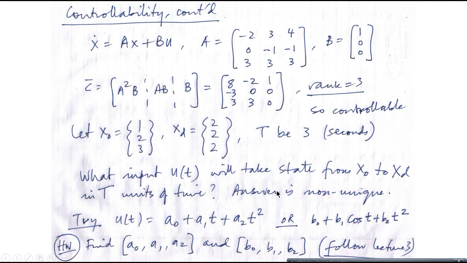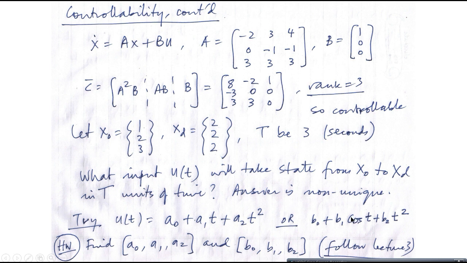So for example, you can try u is a0 plus a1t plus a2t square, or you can try b0 plus b1 cos t plus b2t square, and you can see that this one and this one are different. You can numerically find coefficients a0, a1, a2, b0, b1, b2 if you follow the third lecture that I have already put up. Let me emphasize that control is not done like this.